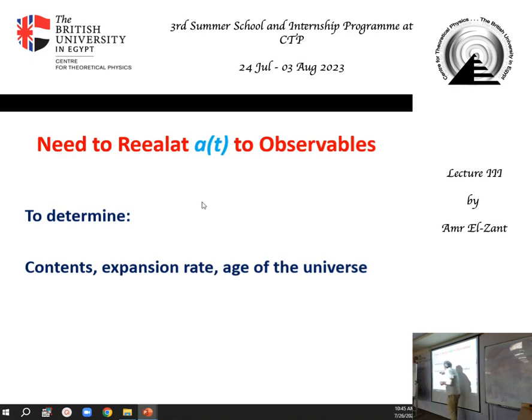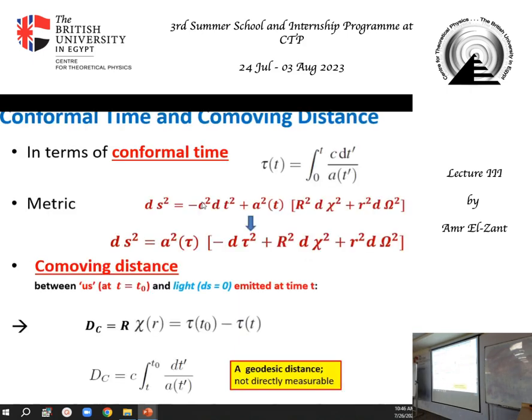The object of that is to determine the content of the universe, this rho naught now, and hopefully rho before, what it was made of, what it is made of, and the age and the expansion rate. They're connected, the age and the expansion rate. So how do we do that?